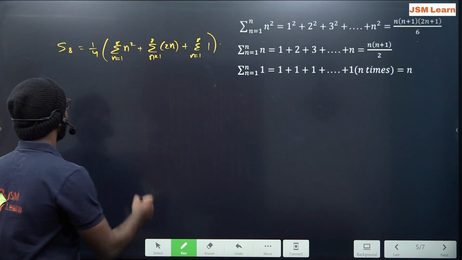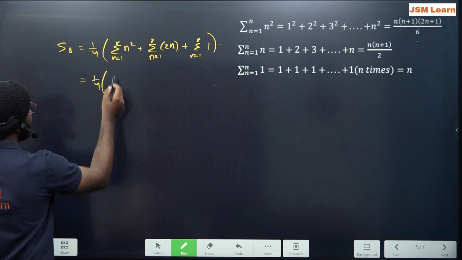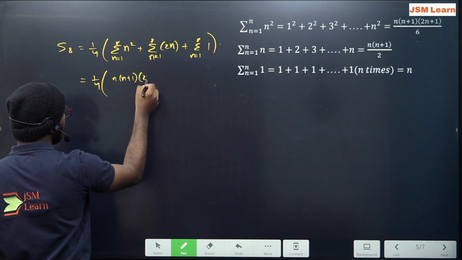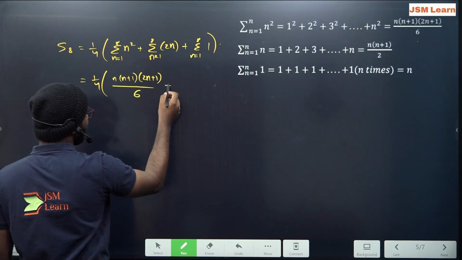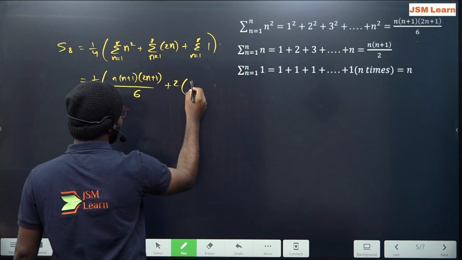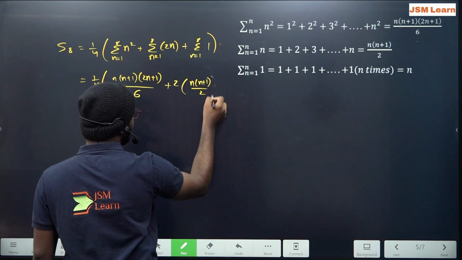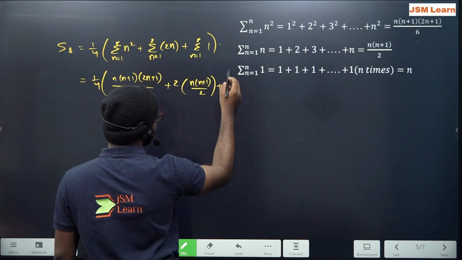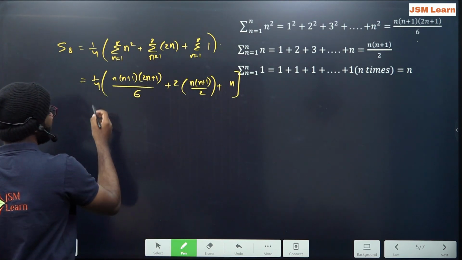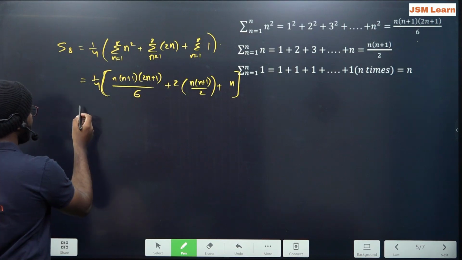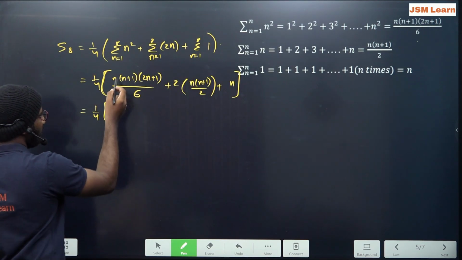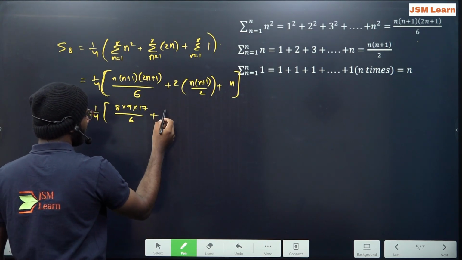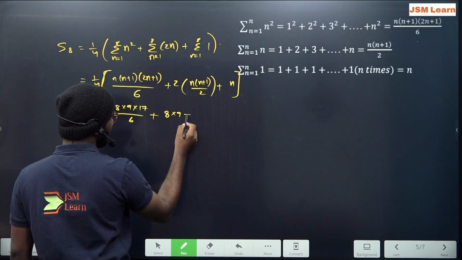So 1 by 4 times, we write the first formula: sigma n squared is n(n+1)(2n+1) by 6, plus 2 times sigma n, that is n(n+1) by 2, plus sigma 1, n running from 1 to 8, that is equal to n. So here n is equal to 8. Substituting n equals 8, we get 8 into 9 into 17 by 6 plus 8 into 9 plus 8.